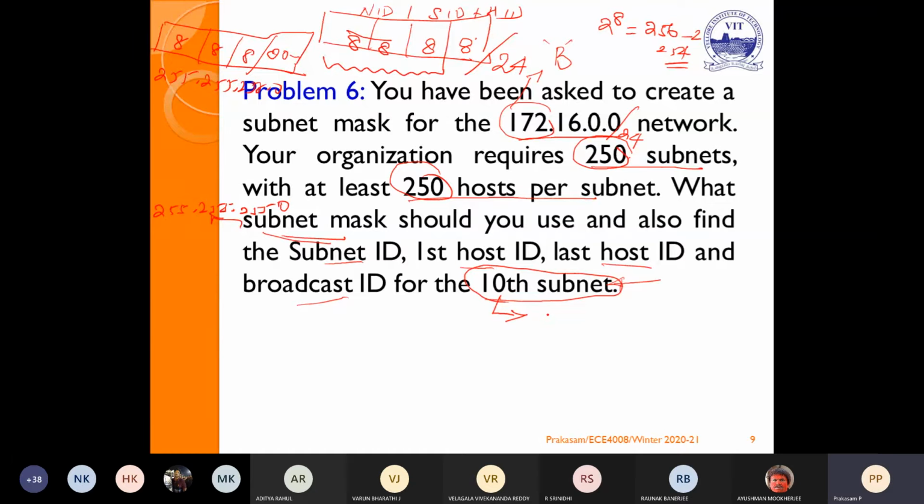What is the binary equivalent for 10? 1010. Okay.